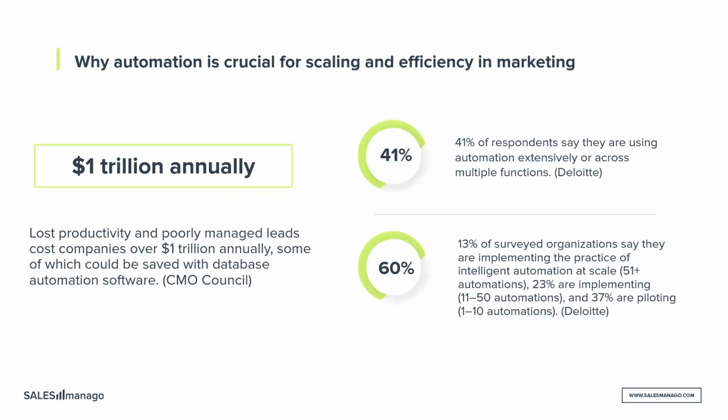Companies that start using automation see improvement. 41% of respondents of Deloitte's study said they are using automation extensively or across multiple functions in their companies. Many companies said that they are implementing intelligent automation at scale, which is more than 50 automations.